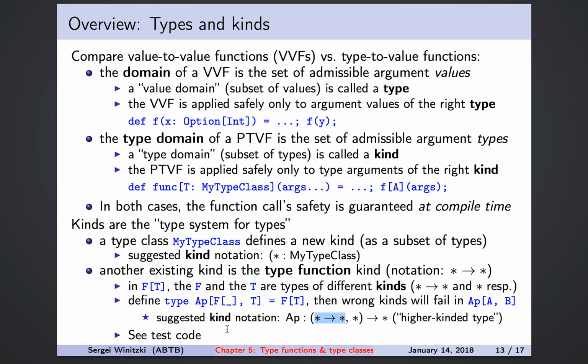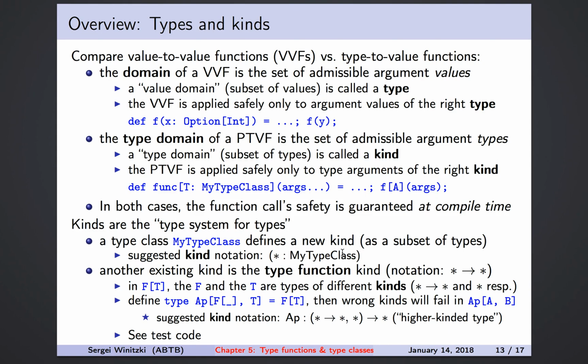So as a result of this, we have a uniform view of values and types. Types are to values, as kinds are to types. Type classes are just a certain sort of kind. Function kind, type function is another sort of kind. So there are different kinds. There's type function kinds and type class kinds. And you can combine them.